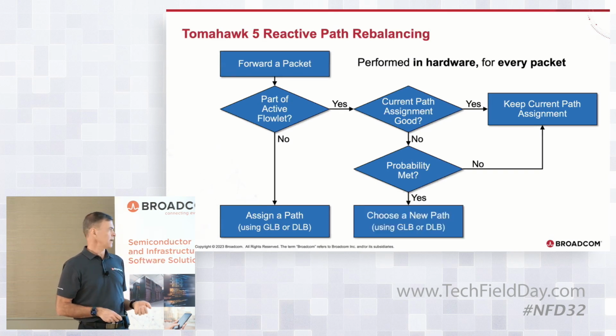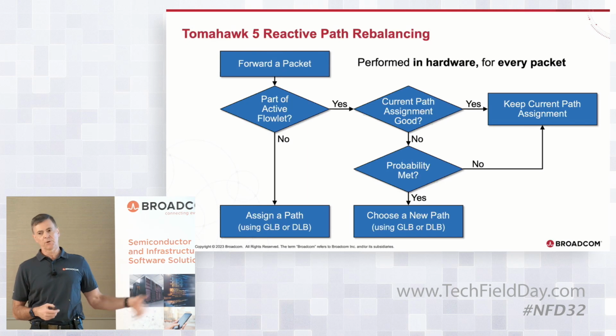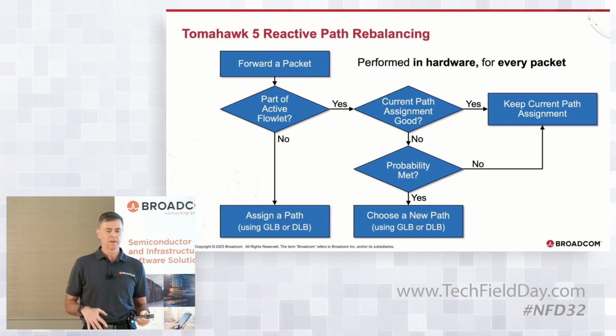But in the case that you say, yes, I've met this probability, I do want to steer this onto a different path, I'll now choose a new path with GLB or DLB. So in this case, if you're choosing a new path, you might wind up having a different delay through the network. So you might wind up with packets out of order, but just having that momentary glitch is going to be much better than having two very long-lived flows, that might be hundreds of megabytes, continually and for the long term congested on links.